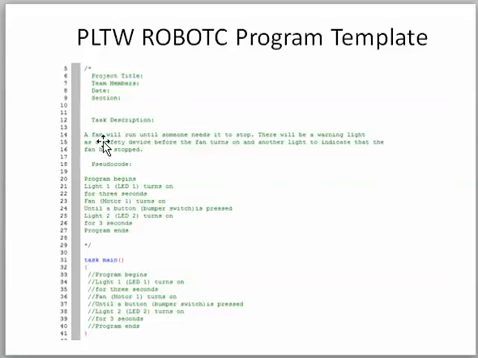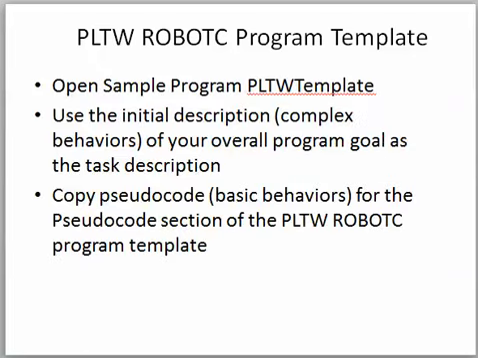Now, this has to do with the program, but the computer's not going to look at this. Okay, this is what we have to do. You're telling yourself what to get the computer to do. All right, so it's a task description. Then the next thing, copy the pseudocode, the basic behavior code section, into the PLTW ROBOTC program template.